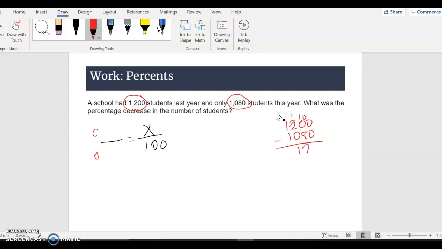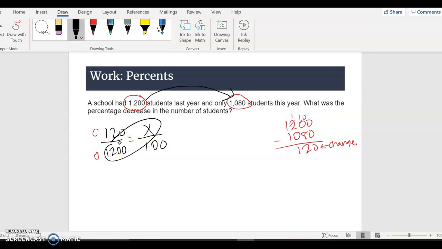That is going to leave us with 120, and that represents our change. So that's going to be our top number in our proportion. Okay, and then our original amount of students, what we started with, was 1,200. It started at 1,200, and then it changed to 1,080.